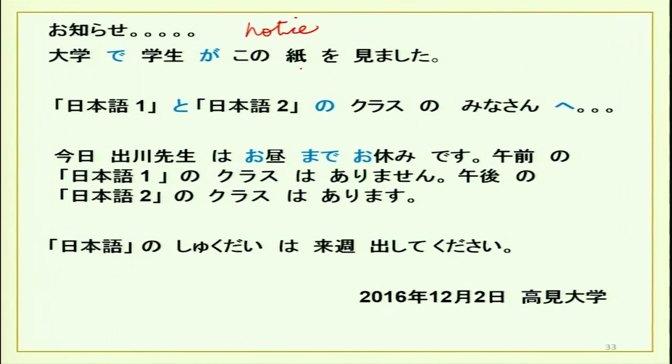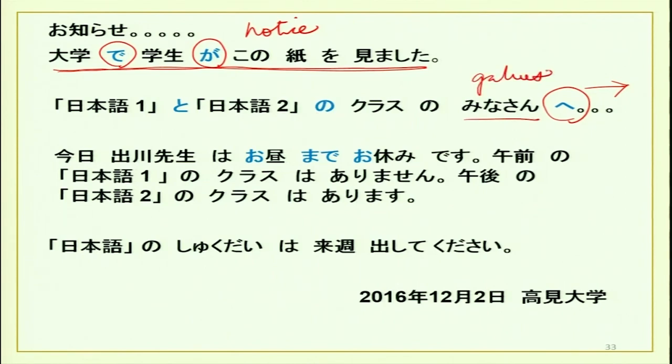Daigaku de gakusei ga kono kami o mimashita. There is a notice at the university. This is what the students see. What is it? De and ga, because it is there. This is what they saw. So, Nihongo ichi to Nihongo ni no kurasu no minasan e. E over here, as I have told you, is used only for ikukuru and kairu, but e over here is to them. This notice is for Nihongo ichi to Nihongo ni no kurasu no minasan. Minasan is gakusei, students. So what is the notice?